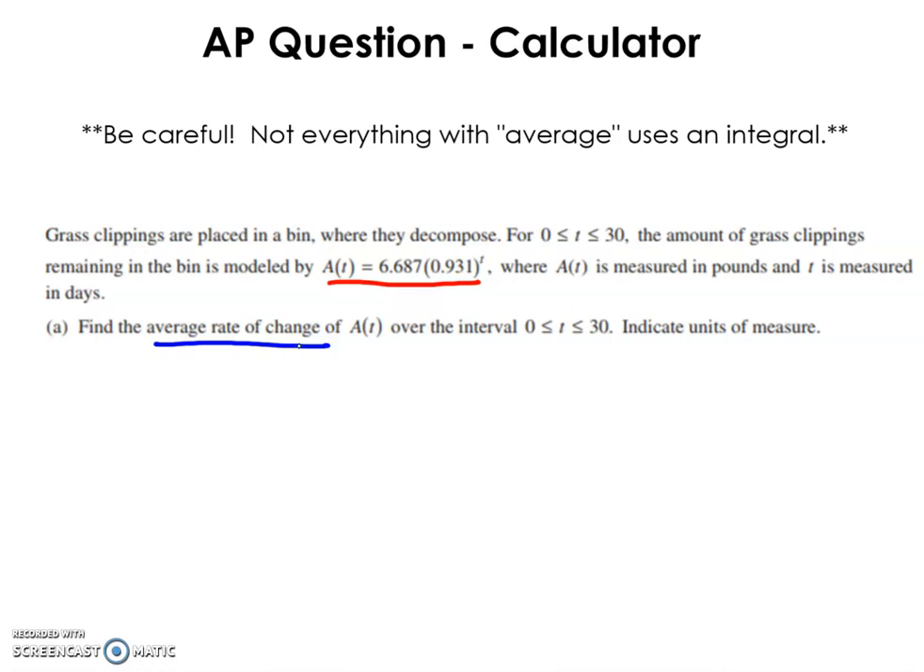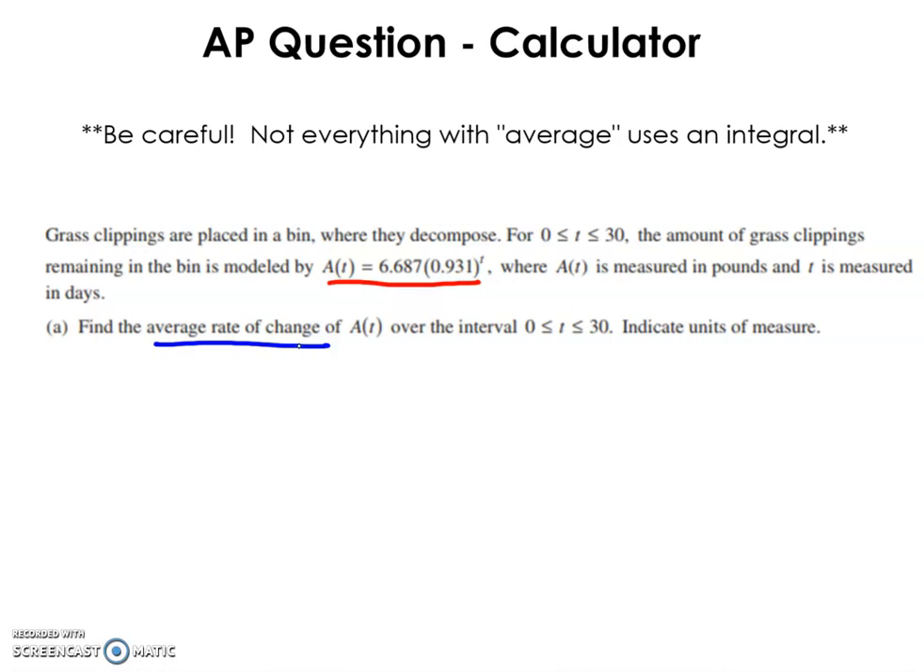Okay, now notice this does not say average value. If it's a question where you have to use the average value, as in taking the integral and dividing it by the difference of the endpoints, the question will say average value. In this case, it's saying average rate of change. Now, if we remember, rate of change is the derivative. It's basically our slope. So just be careful of the two things. If you see average, it doesn't necessarily mean the same thing each time. Average value and average rate of change are two different things.